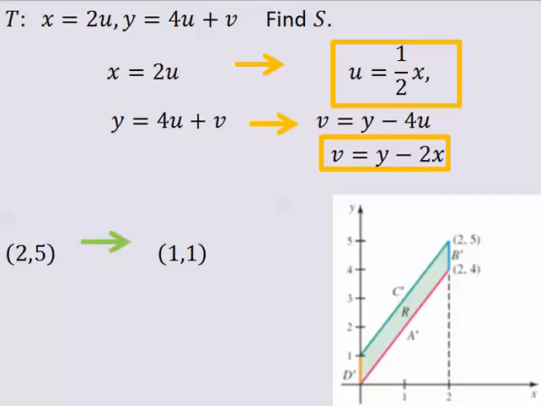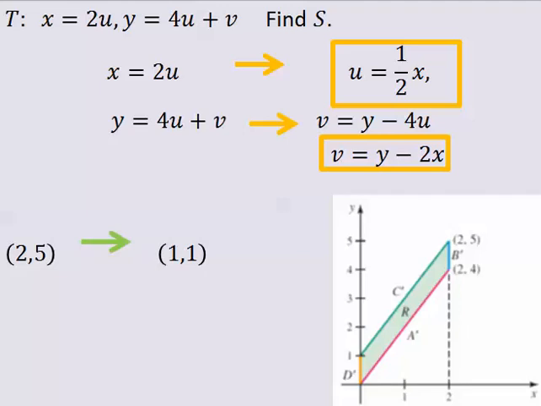Well, I said it like it was so simple, but it's not. We've got to do a little work before we can find S. What we do is we write u and v in terms of x and y, and you have to do a little bit of algebra in order to do that. So you start with the transformation, and then you find u as a function of x and y, and v as a function of x and y.